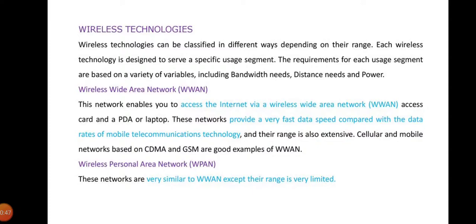In WWAN, that is wireless wide area networks, connections can be made over large geographical areas across cities or even countries. For example, cellular networks and satellite networks. Whereas WPAN, that is wireless personal area networks, enables users to establish wireless communication among personal wireless devices such as PDAs, cellular phones, and laptops that are used within a personal operating space, typically up to a 10-meter range. For example, Bluetooth and infrared.